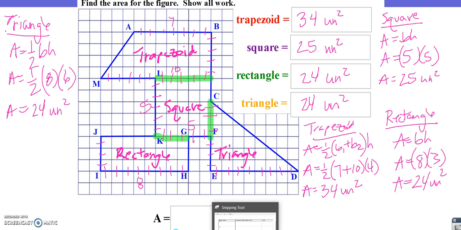a different shape. Now because we want total area, we're just going to add all four together. So we're going to do 34 plus 25 plus 24 plus 24, and we're going to get a total area of 107 units squared.